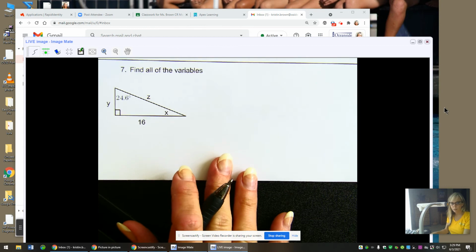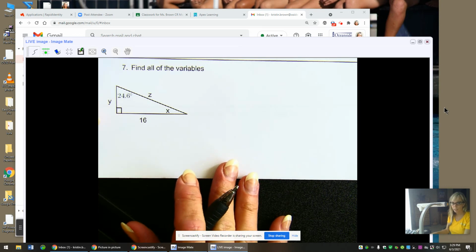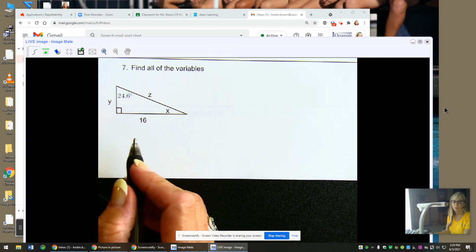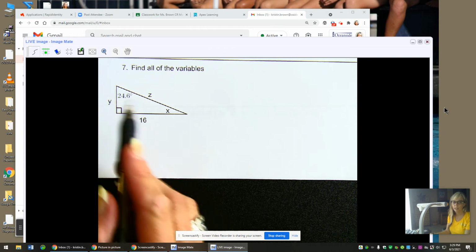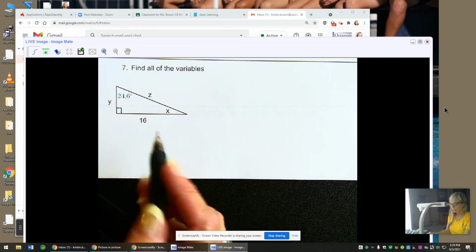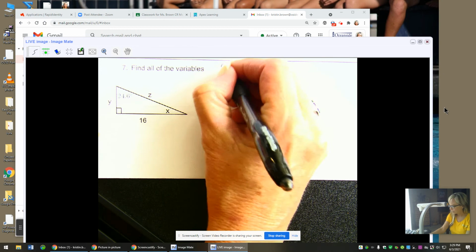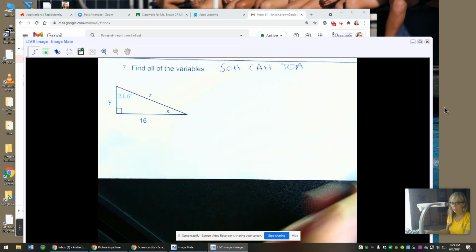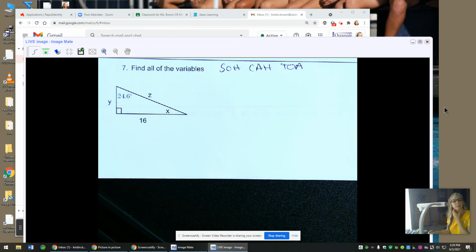Find all of the variables. We have really 3 problems in one here, but we have a right triangle and we have an angle and a side. If you have just 2 pieces of information like angle, side, and a right triangle, then it's a SOHCAHTOA problem. You could use that to help us set things up.